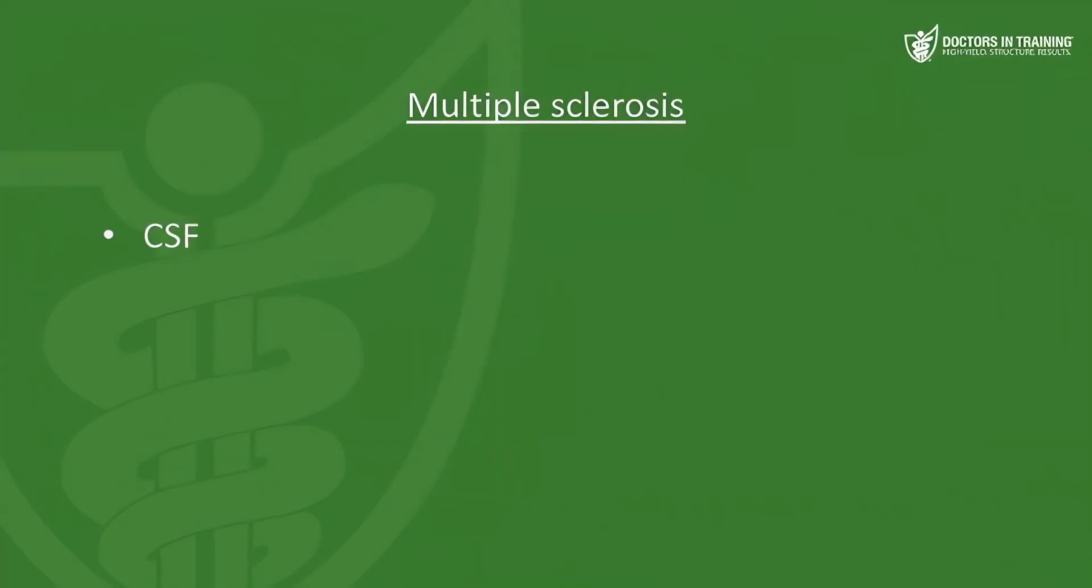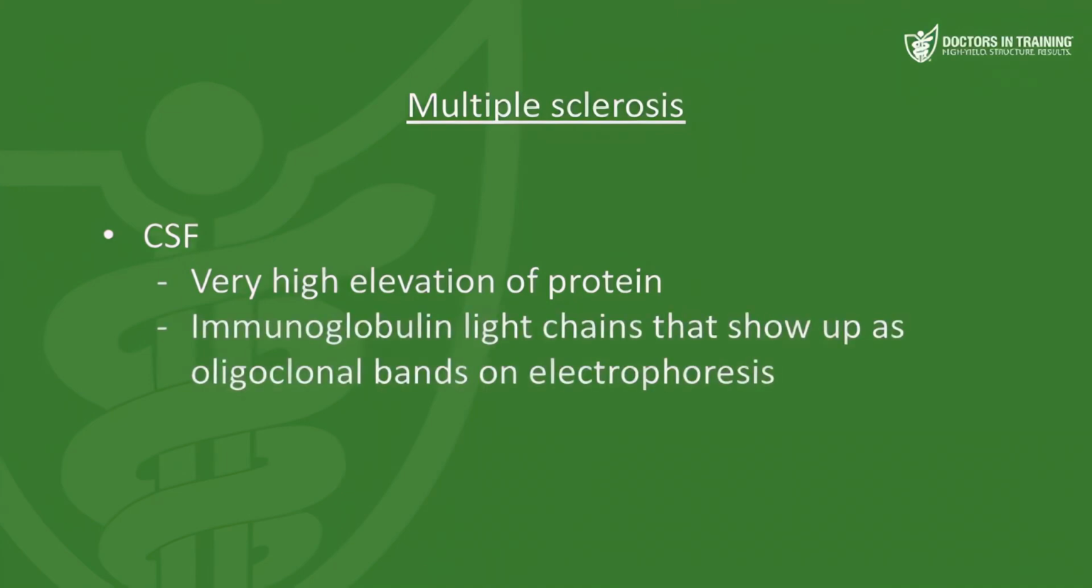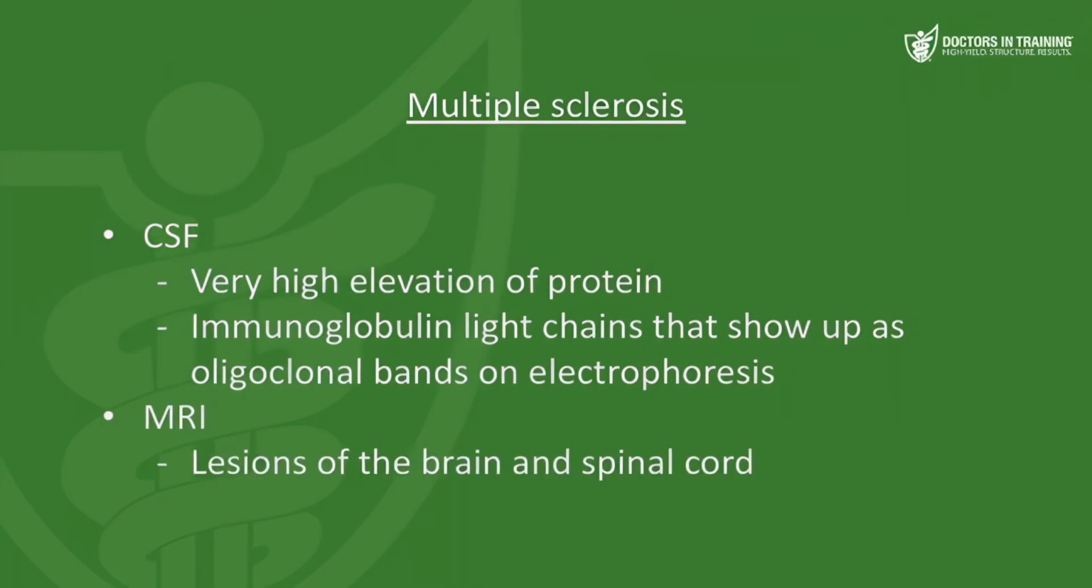Now, on lumbar puncture, you have a slightly different finding with multiple sclerosis. Here you don't just have a slight elevation of protein in the CSF, you have a very high elevation of protein in the CSF. Now, these are immunoglobulin light chains, and they're going to show up as oligoclonal bands on electrophoresis. Now, MRI is also commonly used for a diagnosis because you can see lesions in the brain and in the spinal cord. All right, so how do we treat this?